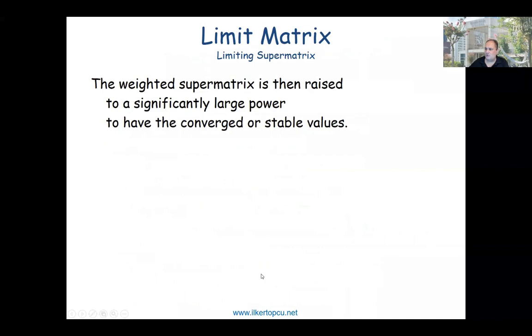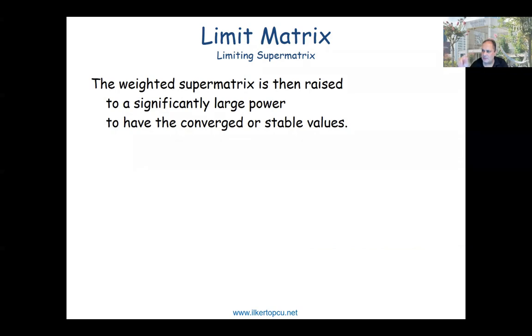After finding the weighted supermatrix, which is a column stochastic one, you will raise this weighted supermatrix to a significantly large power to have converged or stable values. Here, the meaning of this is, in the first row, you will always see the same number. In the second row, you will see another number, and always you will see in each column the same number. That is convergence.